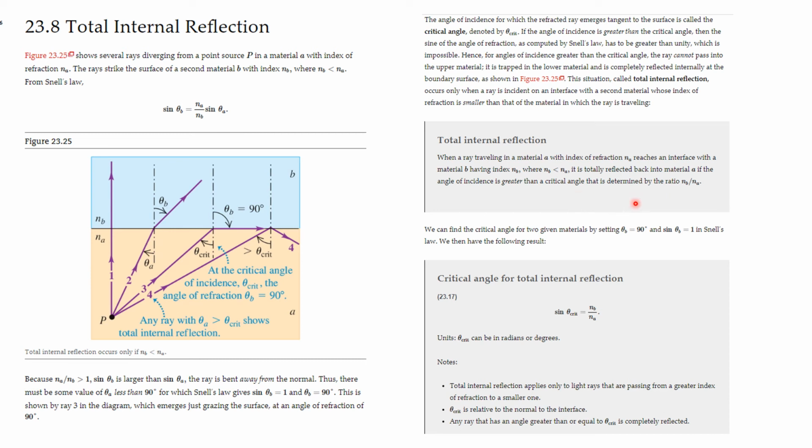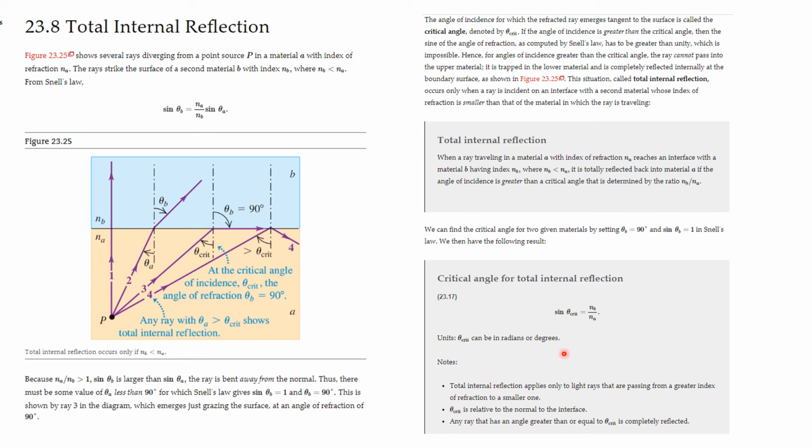And the critical angle is determined by the ratio of the indices of refraction. We can find the critical angle because we set theta B equal to 90 degrees, so the sine of theta B is 1 in Snell's law. So we get this: the sine of the critical angle for internal reflection is equal to n sub B over n sub A.